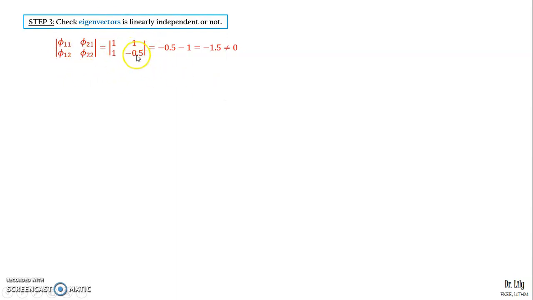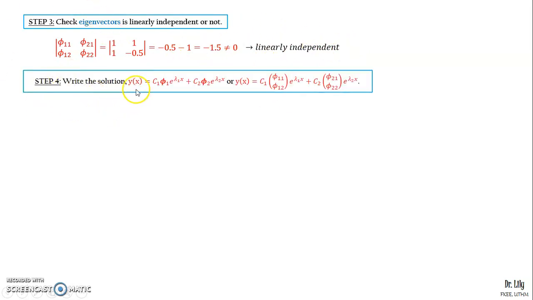So 1 multiply dengan negative 0.5, you dapat negative 0.5 minus 1. Okay, so you calculate, you akan dapat negative 1.5. So it is not equal to 0. So bila dia tak equal to 0, kita consider it is a linearly independent. So once kita dah tahu dia linearly independent, kita boleh terus proceed kepada step number 4. So kita kena write the solution.